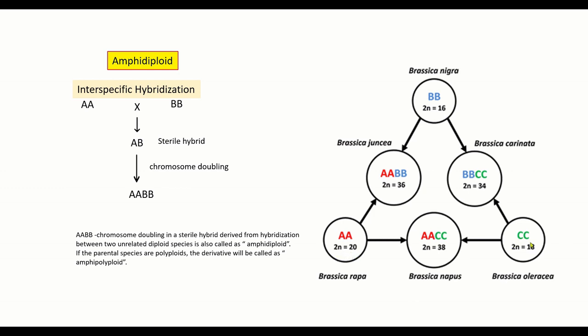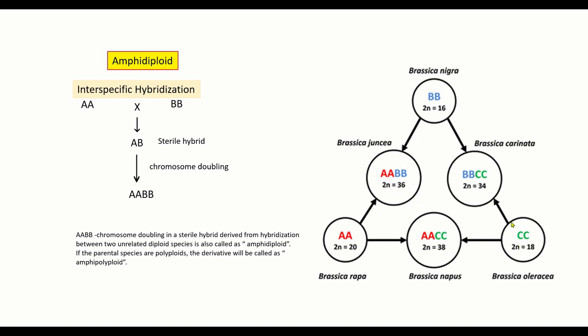Okay, C is equal to Brassica oleracea, and Brassica nigra representing BB. And in this case, when we have a cross between A and B, there will be a type which has a chromosome number of 2n = 36, which is a combination of both. If you add these two, there will be 36.